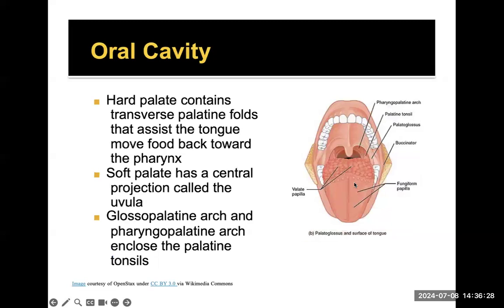The hard palate contains transverse palatine folds that are going to help the tongue when moving the food back towards the pharynx. And then the soft palate has a central projection, which we call the uvula, right? That's your little part right there that kind of hangs out. And then you have the glossopalatine arch and the pharyngopalatine arch, which are going to enclose the palatine tonsils here or here.